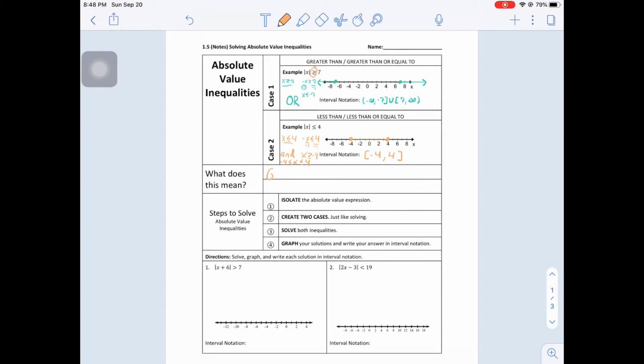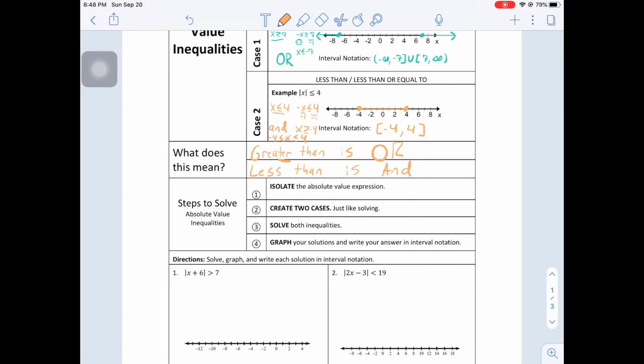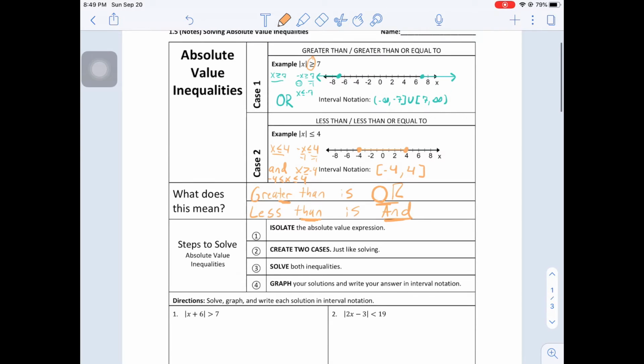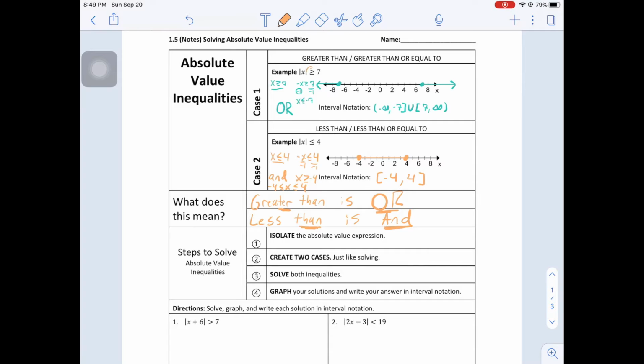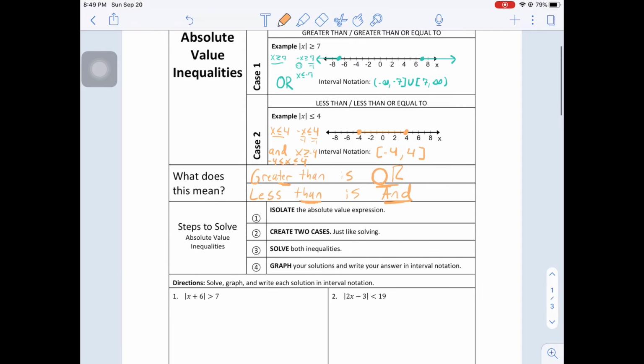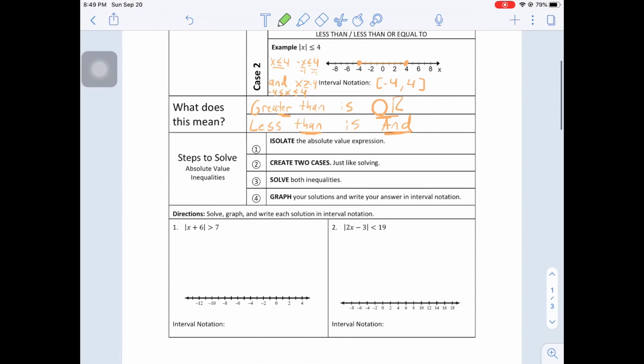So what does this tell us? As you can see, we had a greater than symbol here. So then greater than is OR, and then less than is AND. The way I remember this, you can think greater stands for OR, less than stands for AND. Okay? So, just something to be wary of. And the way I'm reading this is the alligator here is eating the X versus the alligator is eating the number. Okay? So, let's keep going.